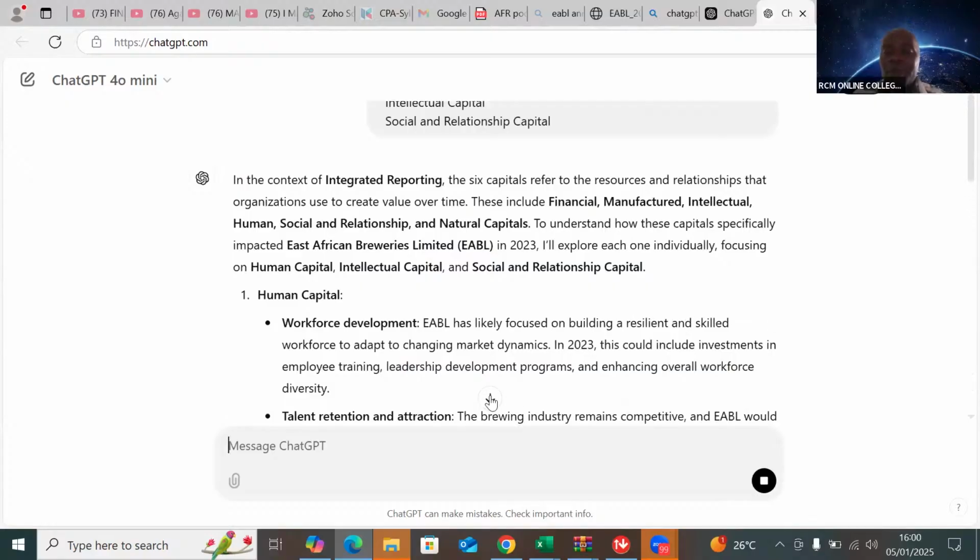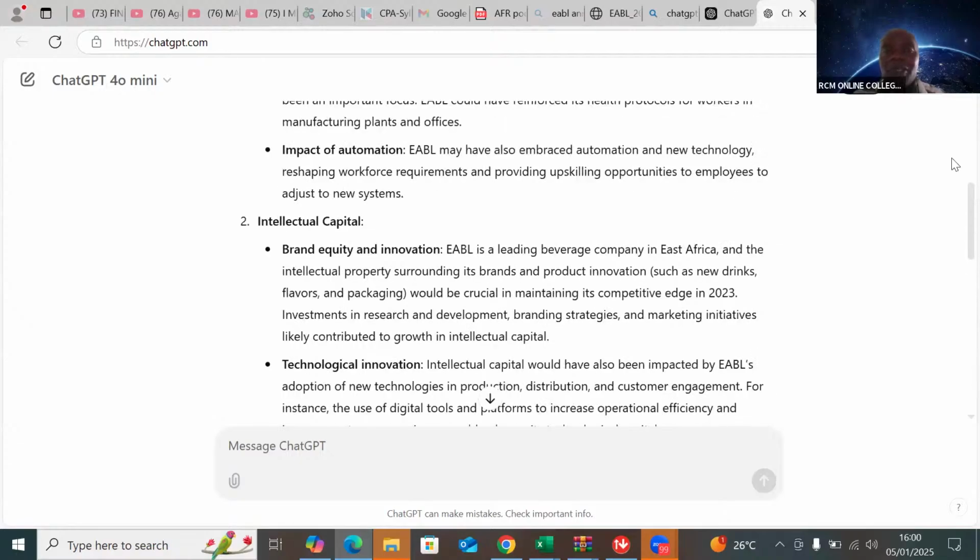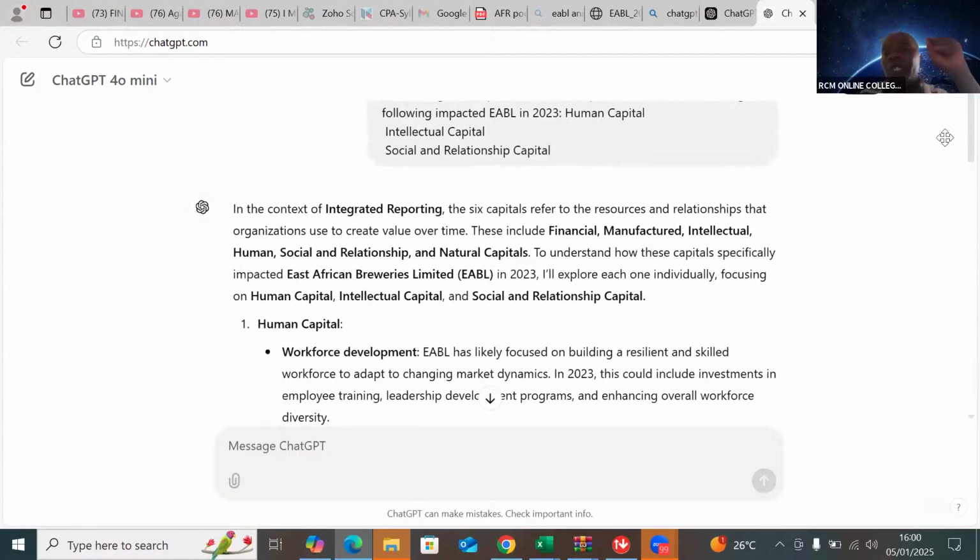Yeah, so you can see it has finished. This is not too much. I'll be able to read this very fast. So it says here, ladies and gentlemen, in the context of integrated reporting, the 6 capitals refer to the resources and relationships that organizations use to create value over time. These include financial, manufactured, intellectual, human, social and relationship, and natural capitals. To understand how these capitals specifically impacted East African Breweries Limited in 2023, I will explore each one individually, focusing on human capital, intellectual capital, and the social and relationship capital. We start with human capital.